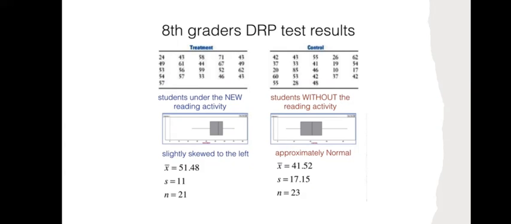And on the right, the box plot shows that the distribution is approximately normal. So we shall continue with caution, as the students under the new reading activity had data slightly skewed to the left. The mean for the treatment group was 51.48 and the mean for the second group was 41.4. The standard deviations s1 was 11 and s2 was 17.15, and n1 was 21 and n2 was 23.